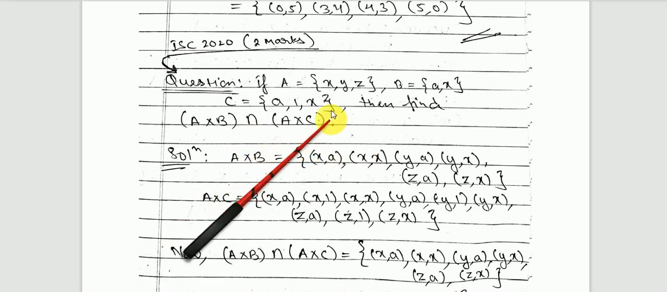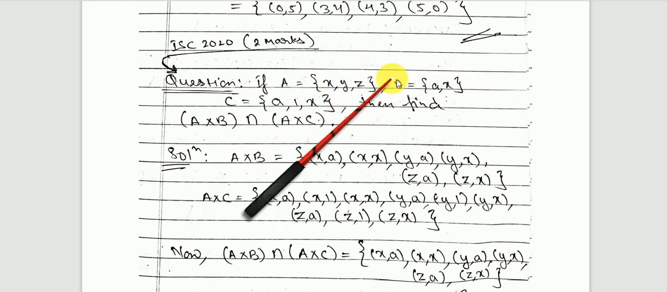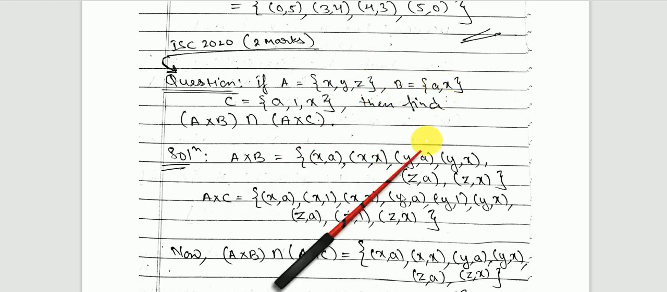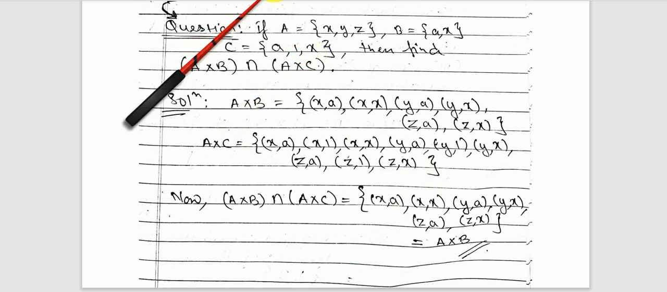So A cross B means x comma a, x comma x, y comma a, y comma x, z comma a, z comma x. Then you find A cross C the same way. And then you have to do the intersection. That means you have to write down the common ordered pairs from these two Cartesian products. So here you will get this intersection as A cross B only. So this is all for the first lecture on relations and functions.